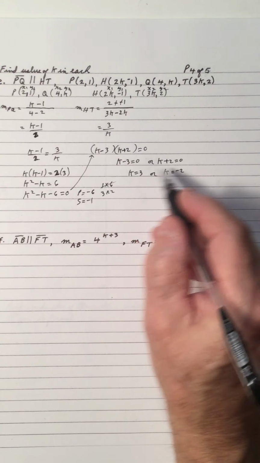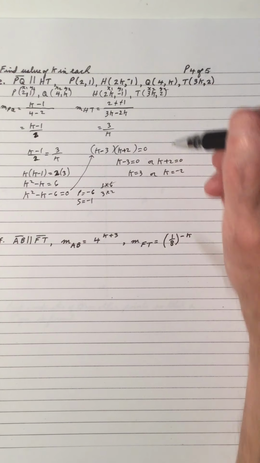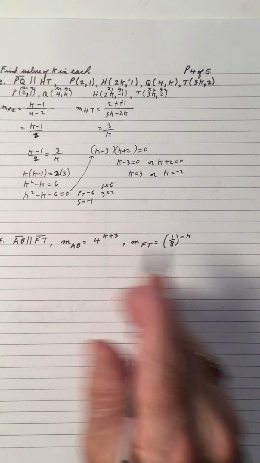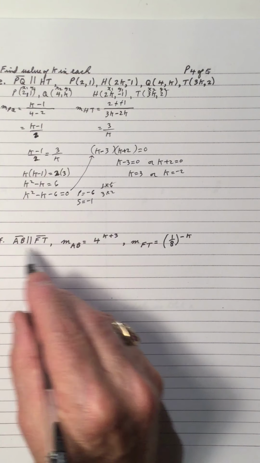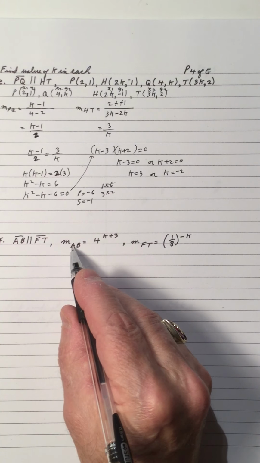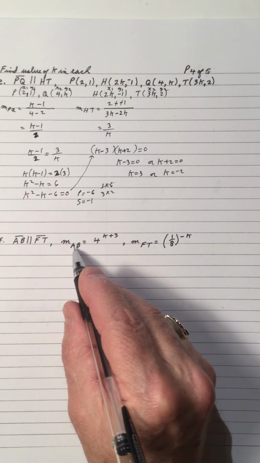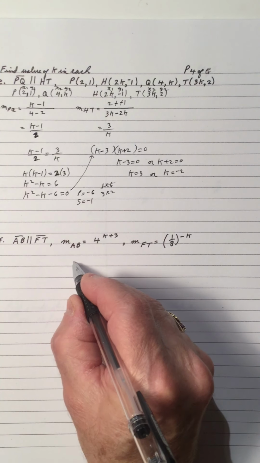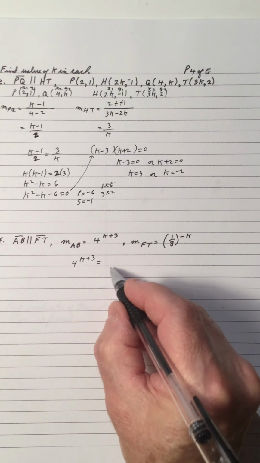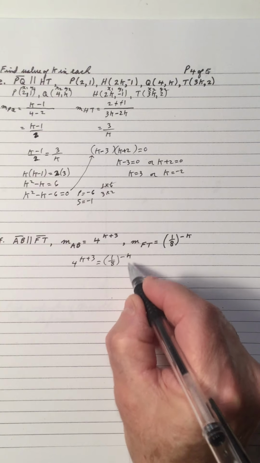Because we have a quadratic, we have two answers to the value of k, so the slopes are going to be equal. Hopefully everything is going okay. Parallel line AB is parallel to FT. The slope of AB is equal to the slope of FT. That means that 4k plus 3 is equal to 1/8 to the -k.